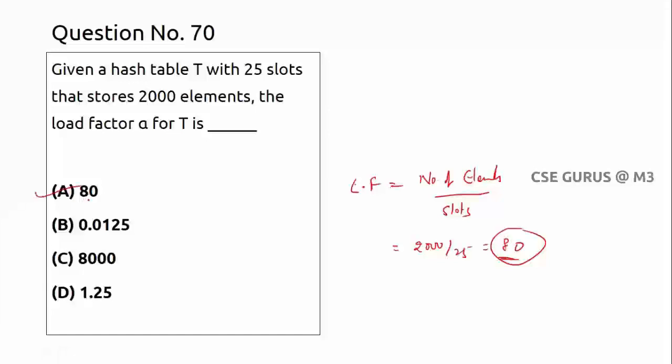If you have 2000 elements and these slots, initially they are empty, and then you can provide the links accordingly. Each element can be linked to the next one, like that. So the load factor is measured like this. So the answer is option A.